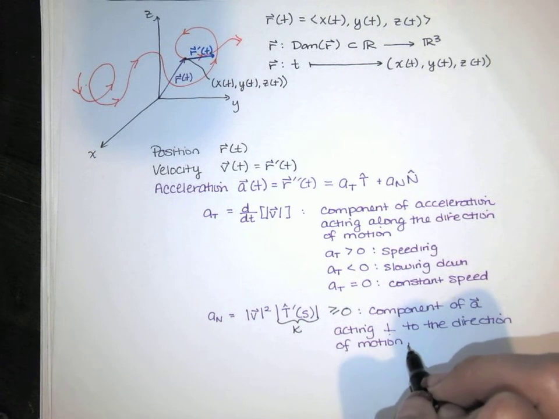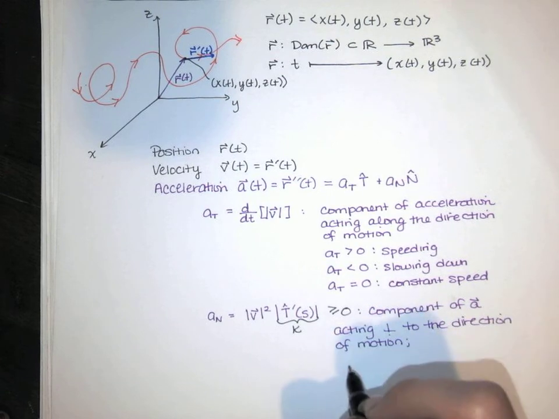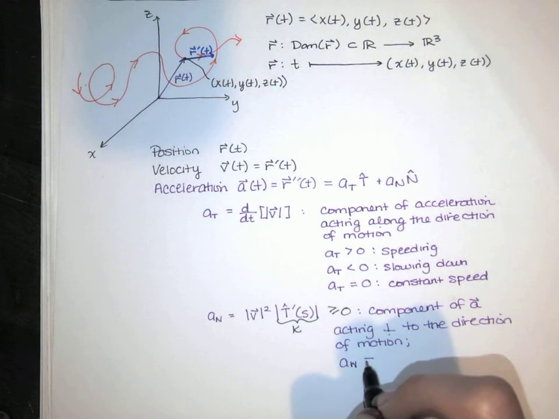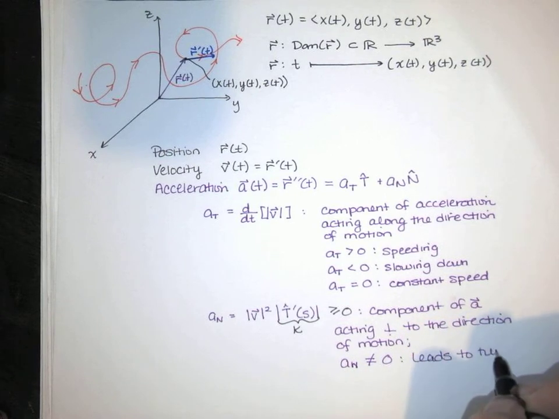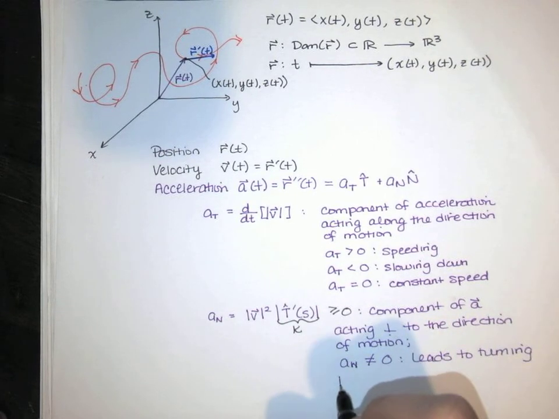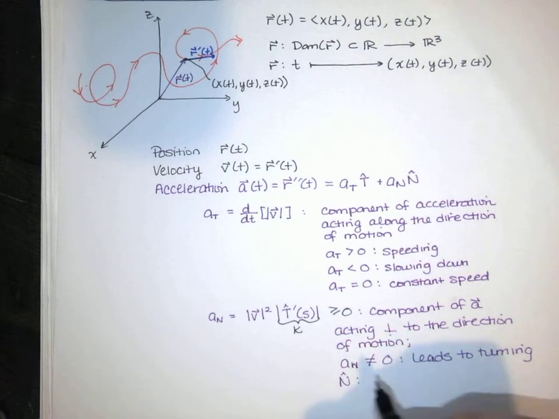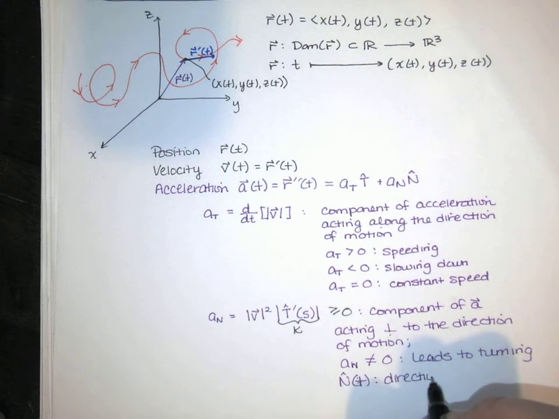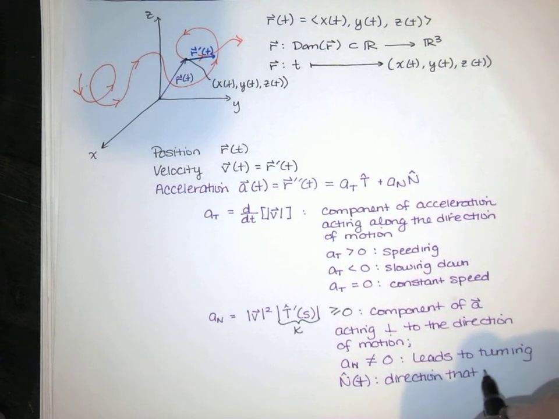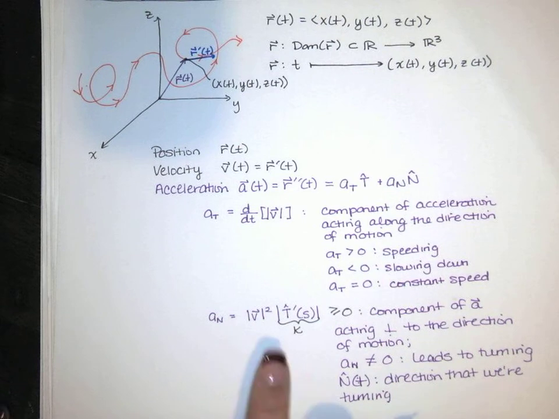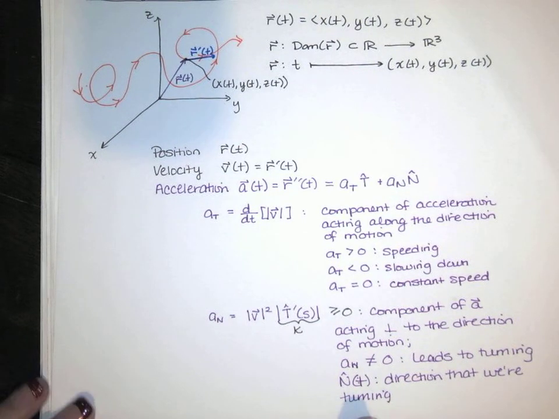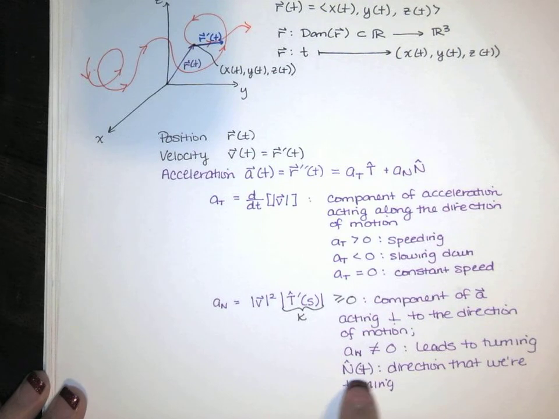So when a sub n is non-zero, it leads to turning. And n hat, n hat of t, is always the direction you're turning at time t. So if a sub n is positive, then we are definitely turning, and we're turning in the direction that is given by n hat.